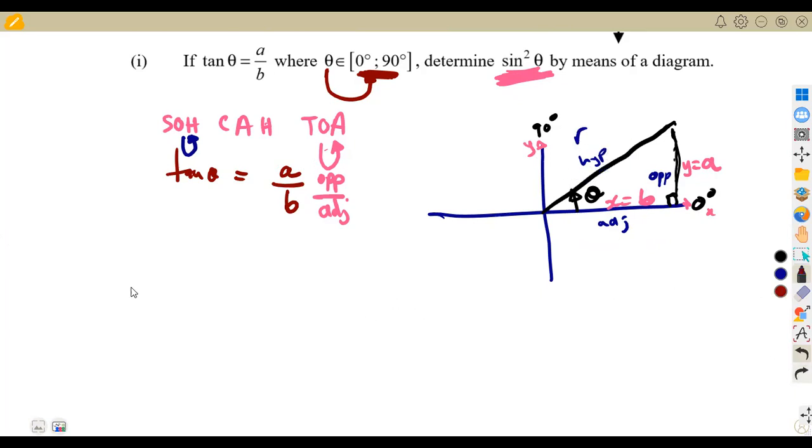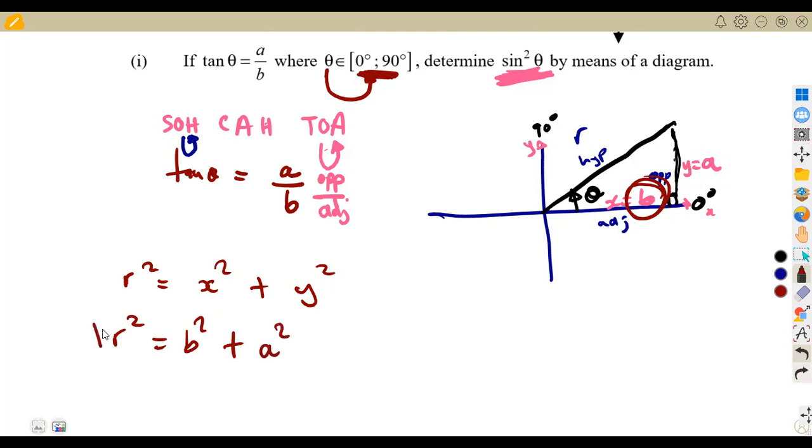And remember what I said about r, we said r squared is equal to x squared plus y squared. That means r squared is equal to the x value, which we are given this time as b, so that is going to be b squared plus the y value, which this time we are given as a. So that is going to be a squared. So to find r, we are simply going to introduce the square root. So r is equal to the square root of b squared plus a squared.